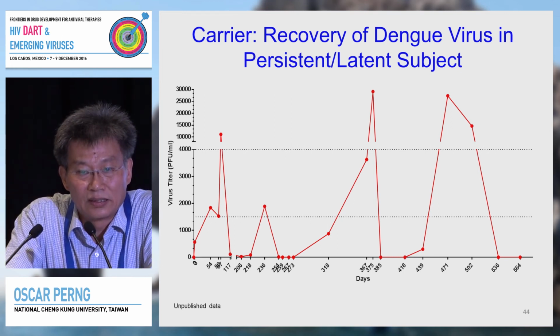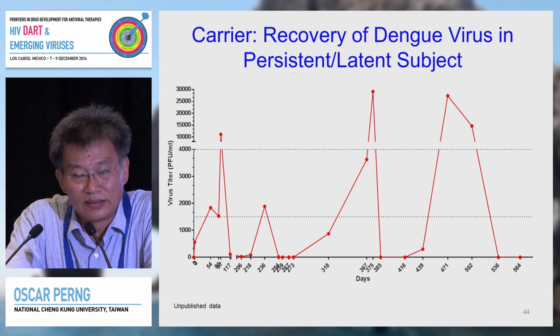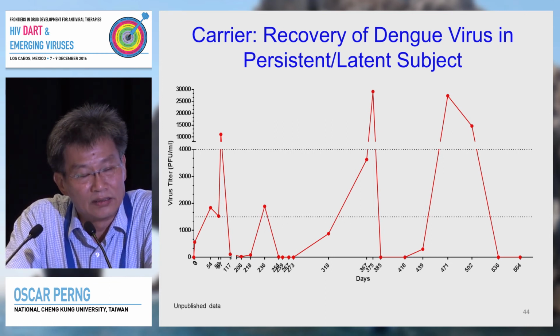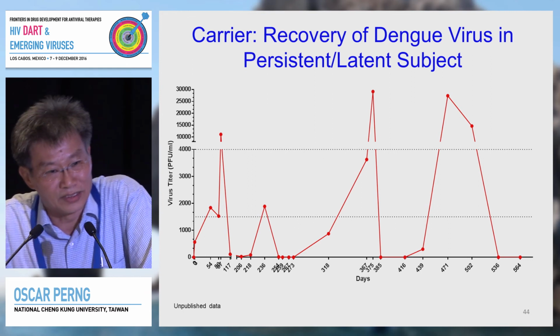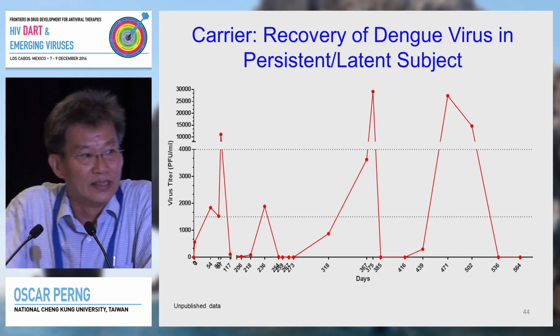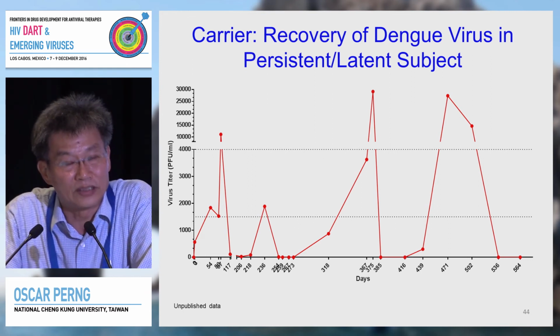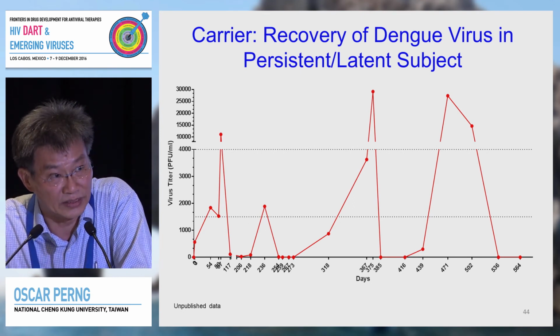So the doctor who asked me said that he saw that only HIV would have this kind of phenomenon. How can it happen in dengue? And I said that, well, because we don't know much about dengue in terms of latency and persistence.